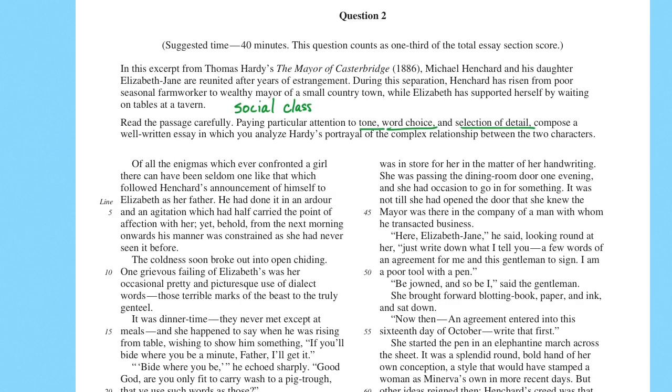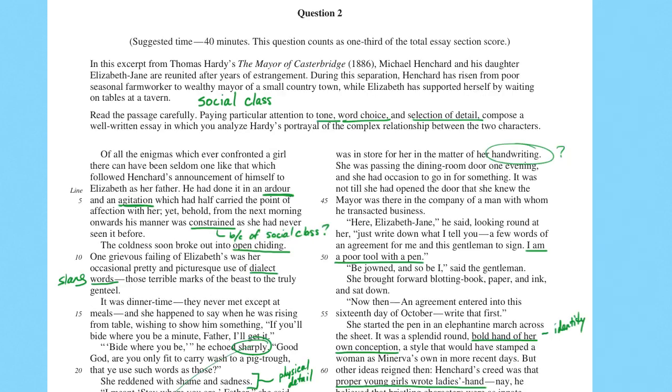Okay, I'm going to read the passage, and then I'll come back. So you should read the passage too. That way, when I talk about it, you know what I'm talking about. So pause the video, go read the passage, and then come back, and I will have read also.